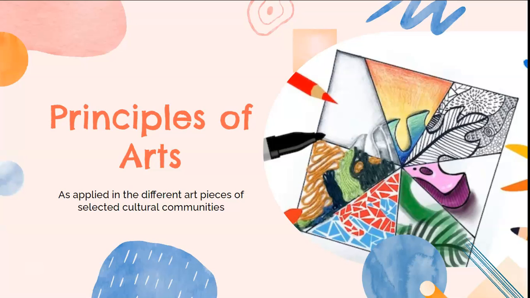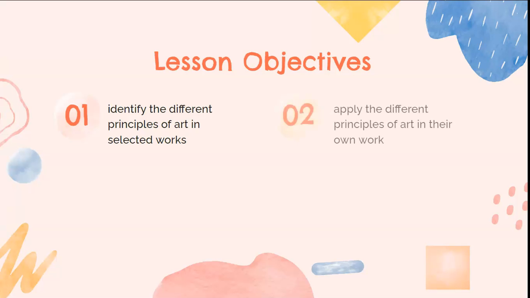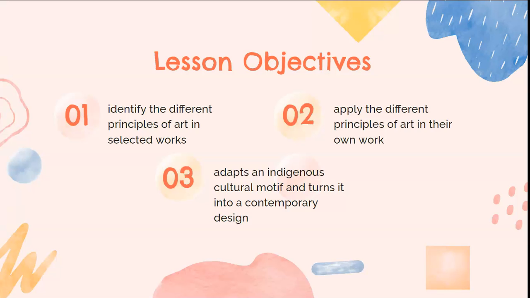So let's start with the objectives of this lesson. First, identify the different principles of art in selected works. Second, apply the different principles of art in your own work. And third, adopt an indigenous cultural motif and turn it into a contemporary design.